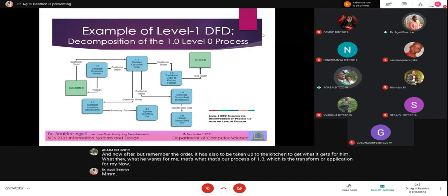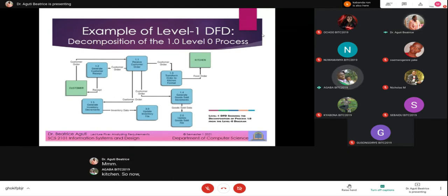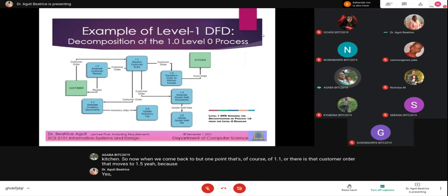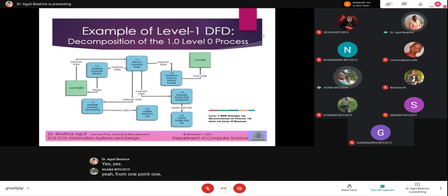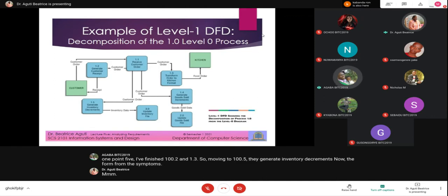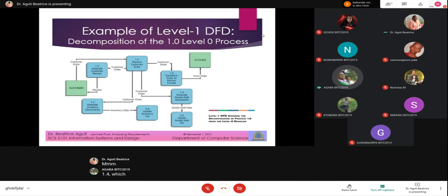Now the order is placed there in the kitchen. Coming back to sub-process 1.1, there is that customer order that moves to 1.5. I'm following the arrows, how the arrows are moving. From 1.1 it moves to 1.5, having finished 1.2 and 1.3. At 1.5 they generate inventory decrements. The same sub-process also moves to 1.4, which says generate goods sold increments.